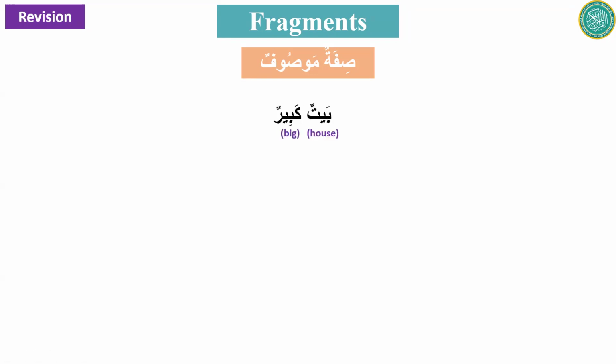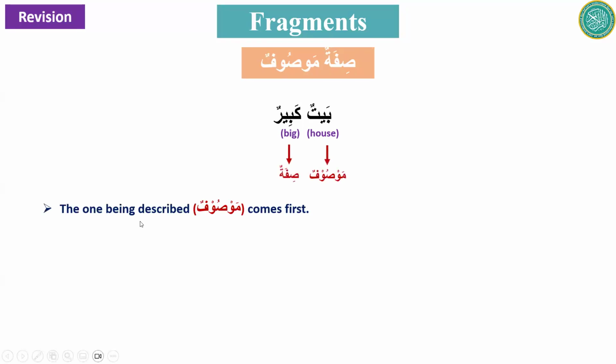So how about this? Is this okay now? Yes, the order is correct. Now we have to check whether all four properties match between Sifa and Mawsuf. So what are the conditions, brother Nisar, for sifa mawsuf? What should come first? Mawsuf should come first, followed by sifa. All right. So mawsuf should come first, and the sifa should come after the mawsuf. What else?